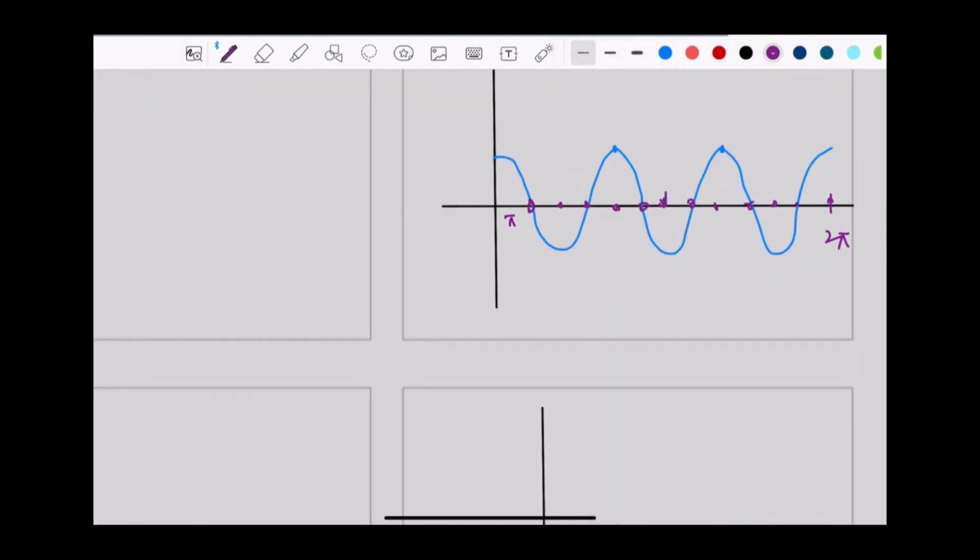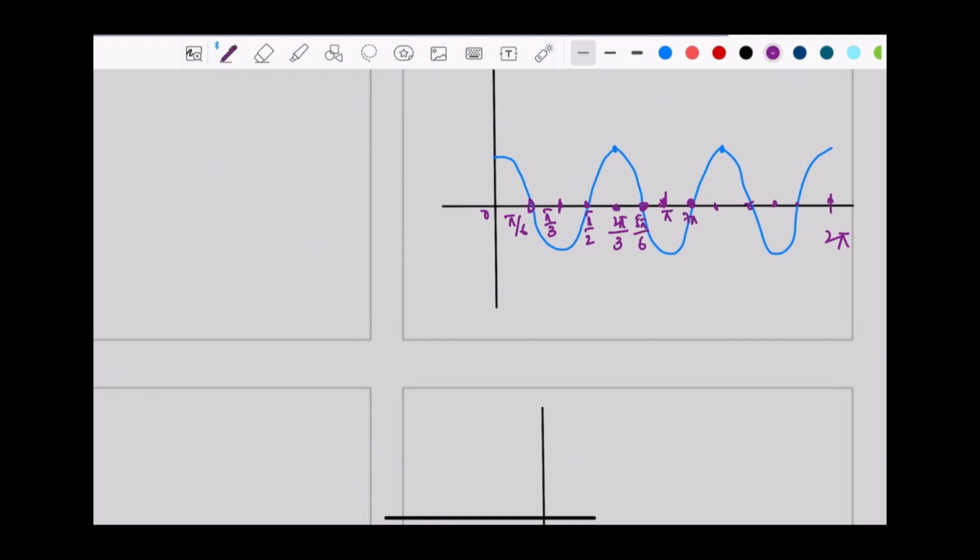So this is pi over 6, this is 0. So this is 2 pi over 6 or pi over 3. This is 3 pi over 6 or pi over 2. This is 4 pi over 6 or 2 pi over 3. This is 5 pi over 6, I can write it down as it is. This is 6 pi over 6, which is pi.